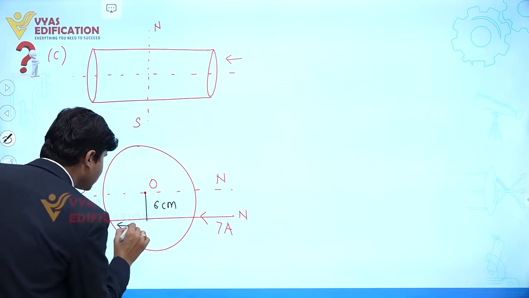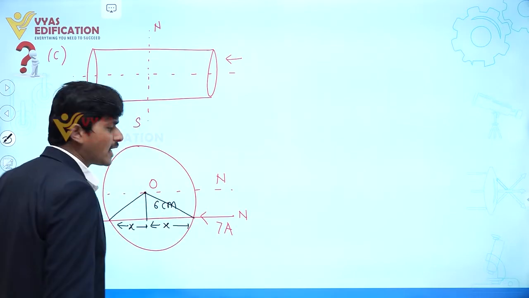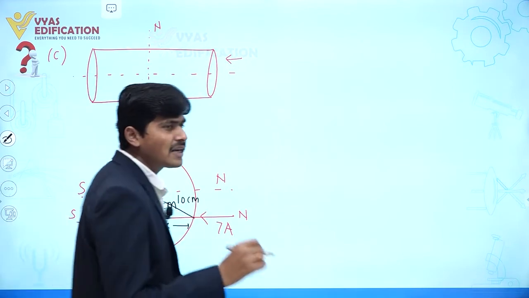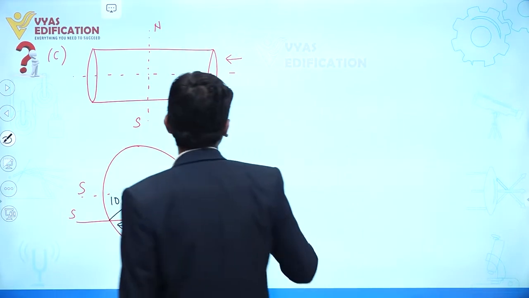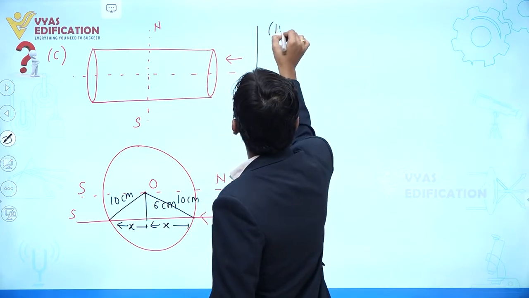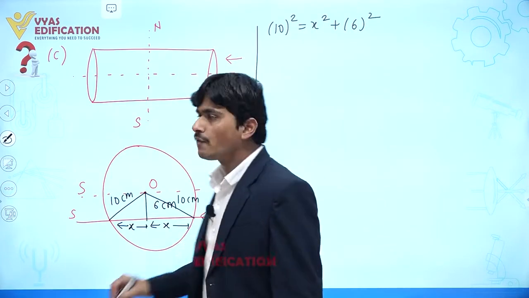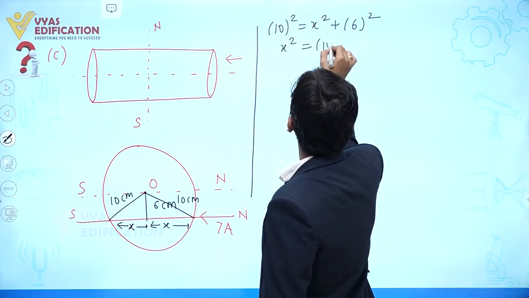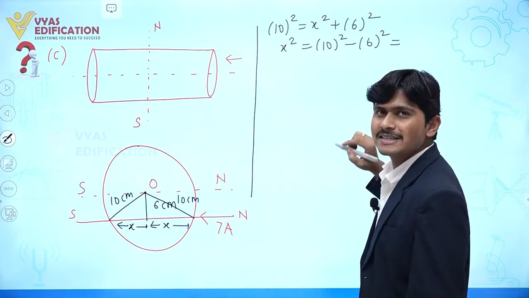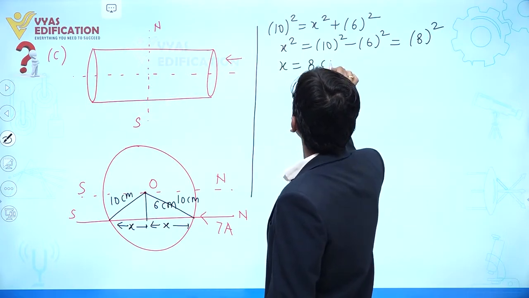I am assuming from here this distance is x. Definitely this one will also be x. Now if I join these two lines, definitely this is equal to the radius. So 10 cm, 10 cm. Can we calculate here the value of x? Yes. So how can we calculate? We can apply Pythagoras theorem. So this is given by 10 square, which is equal to x square plus 6 square. So x square is given by 10 square minus 6 square. We can also write it like this: 100 minus 36, 64, or we can say this is 8 square. So the value of x is 8 cm.